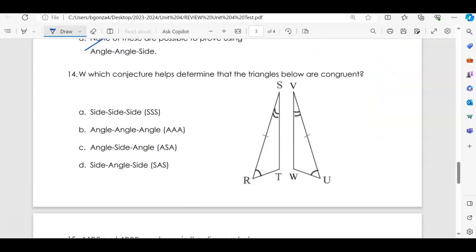All right, 14. Well, which conjecture helps determine that the triangles are congruent? Well, got arc, tick, arc, which is angle side angle. Whew.